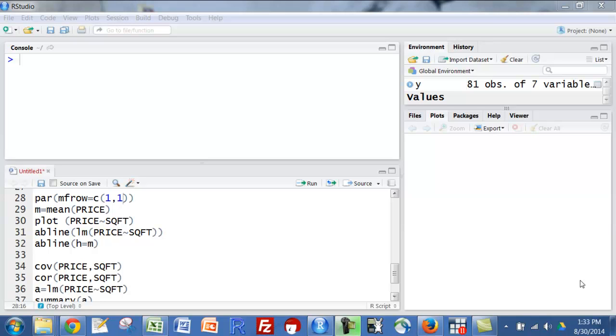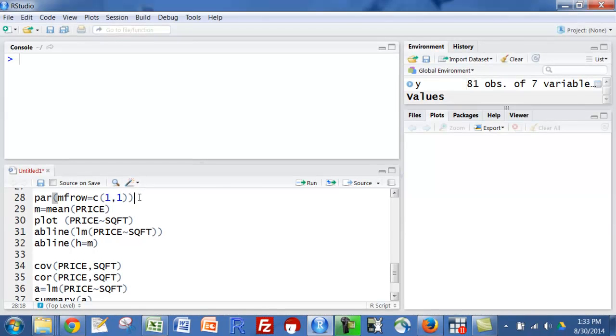Look now at summarizing two quantitative variables. I'm going to look at price by square feet, expecting that the larger the home, the higher the price. So the first thing I have up here is just to change my MF row back to 1, 1. Earlier in this data set I had it 1, 2. So this just means I'm going to put everything in one pane.